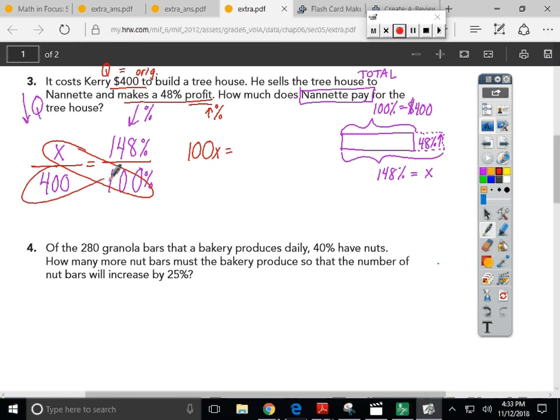Next I'm going to cross products, multiplying diagonally. And I'm going to walk through this. I know I'm going to have a couple of zeros at the back because I have 400. 4 times 8 is 32. I'll keep the 2. Regroup the 3. 4 times 4 is 16, plus 3 more is 19. Keep the 9, regroup the 1. 4 times 1 is 4, plus 1 more is 5. I should get 59,200.